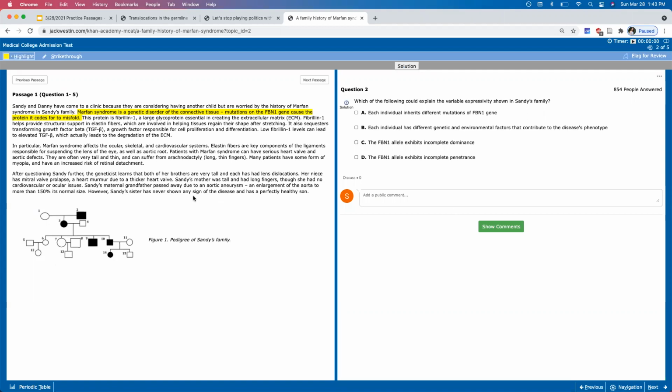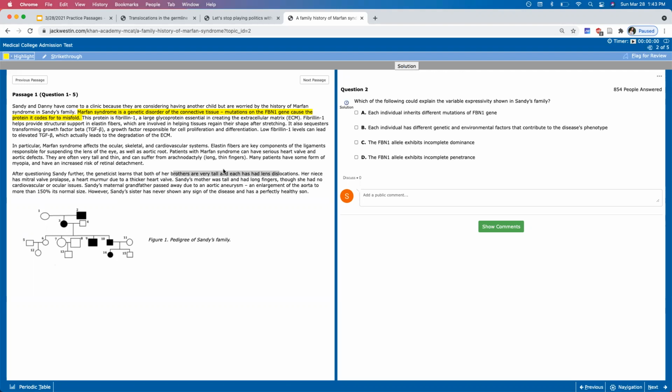Right. I think it helps because they're saying her mother was tall and had long fingers, but she didn't have other things. Whereas her niece had a heart murmur. Her father was fine, and her brothers were very tall and had something else too. So it's really dependent on the environment and all the genetic components that are interacting with that gene. So that's what it's trying to say, I think.